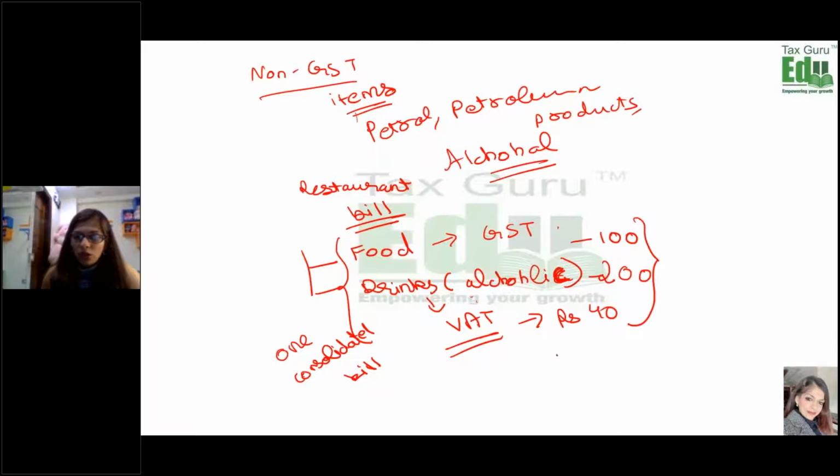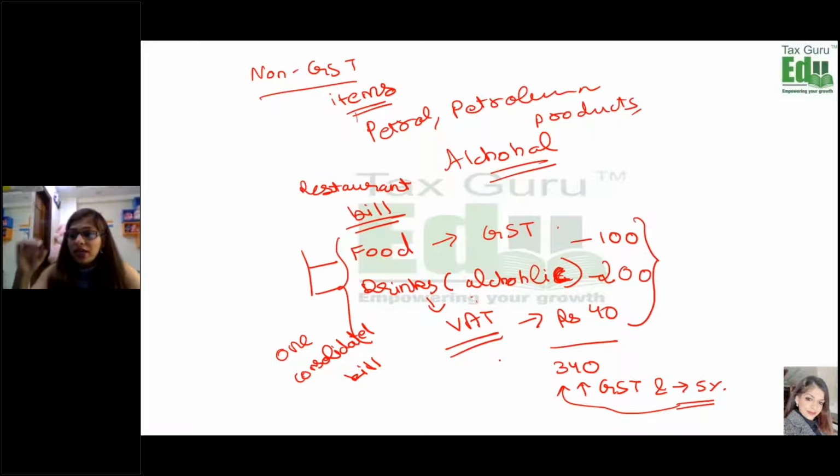Then they will total all. It will come out to 340. And then they will charge GST on it. For restaurants, the GST rate is 5%. They will charge GST on 340. So you end up paying taxes on taxes. Now this GST is calculated even on the VAT component. It's a double taxation happening.